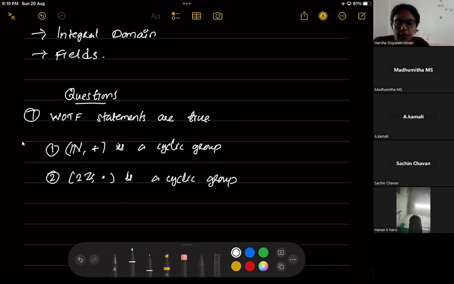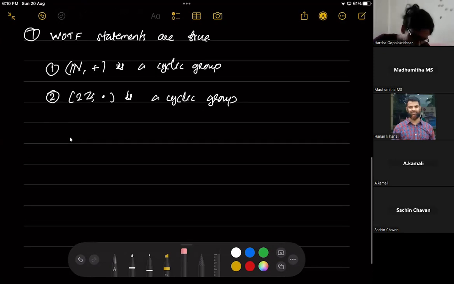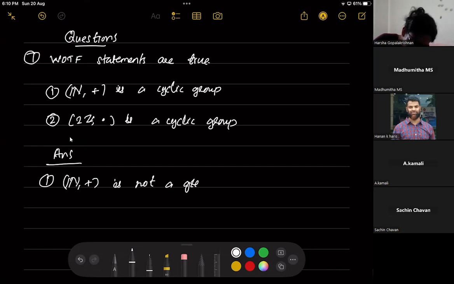Whether the first one is true or not? Not true. What is the reason? It is very simple. Identity is not there. First of all, here it is given, it is a cyclic group. First of all, it should be a group. Then only we need to check about the cyclic condition. So, in the first case, N under addition is not a group. So, 1 is false.